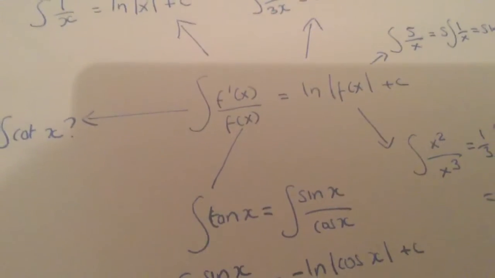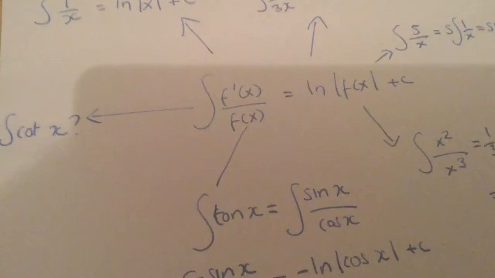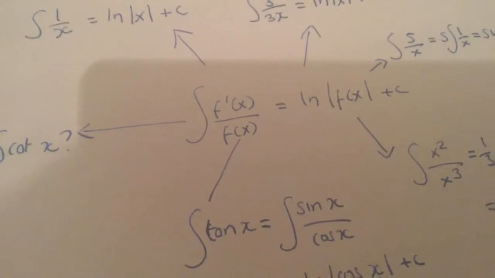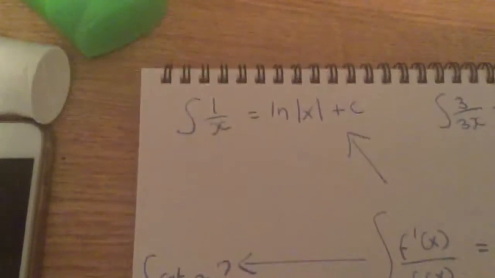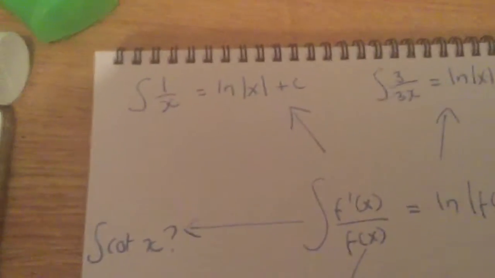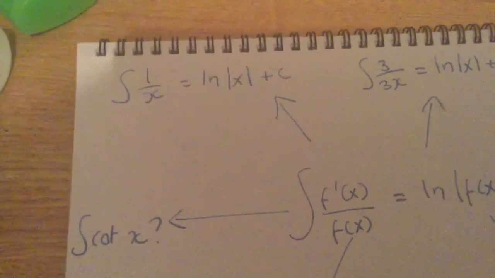Well, the plus c if it's an indefinite integral, obviously. If it's a definite integral, you can omit the plus c. That's a mouthful, so let's go through some examples. So here we've got 1 over x. Clearly if you differentiate x you get 1, so the rule applies. And we get ln modulus x plus c.